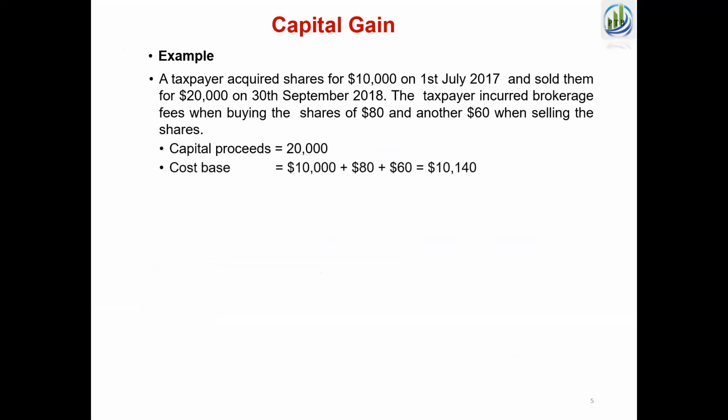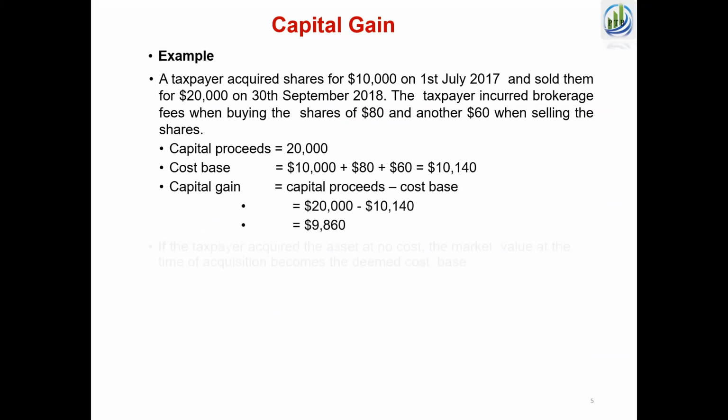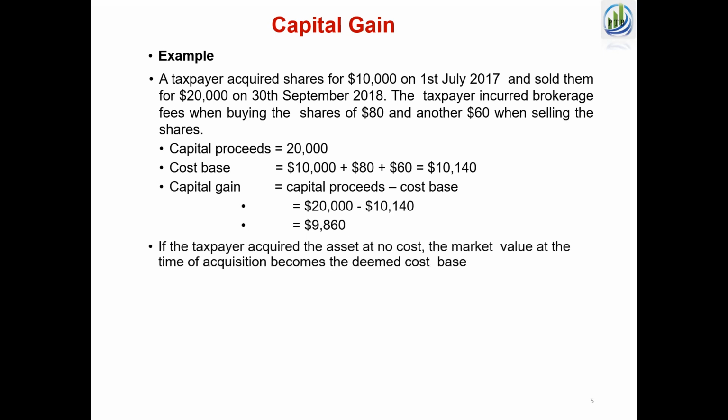Capital proceeds $20,000, cost base 10,080 plus 60, which is 10,140, and the capital gain will be 9,860. Right, so that's the one in our total capital gain. What we get it from in that XPM.